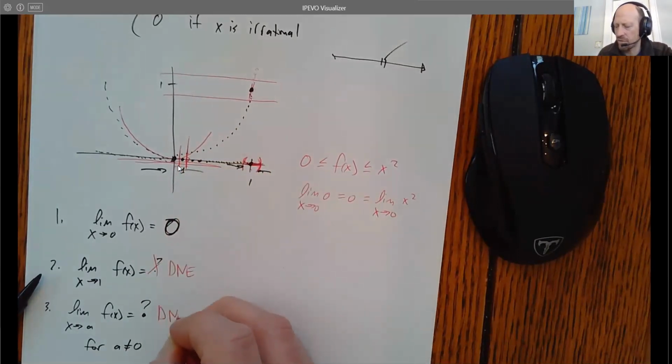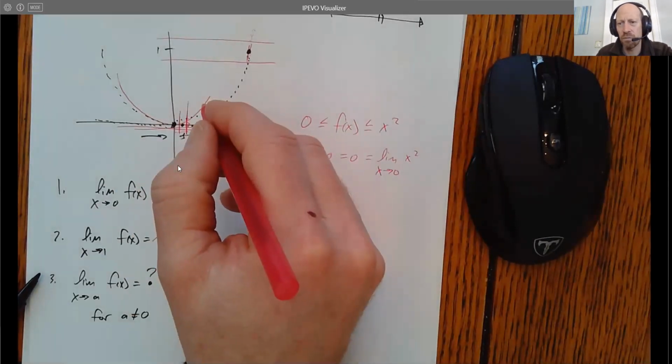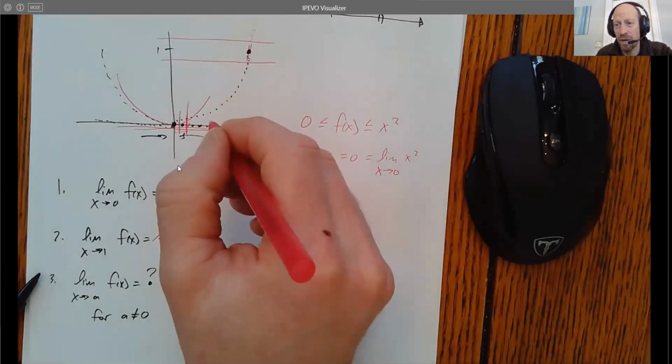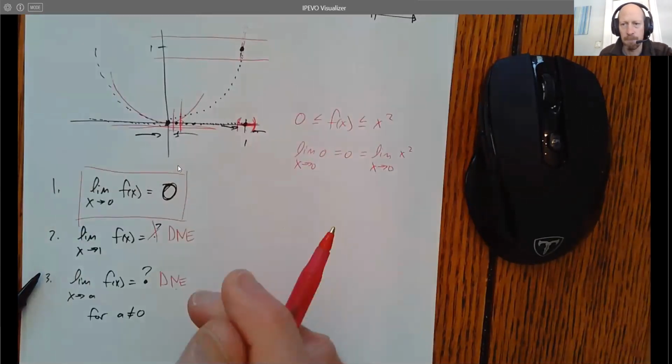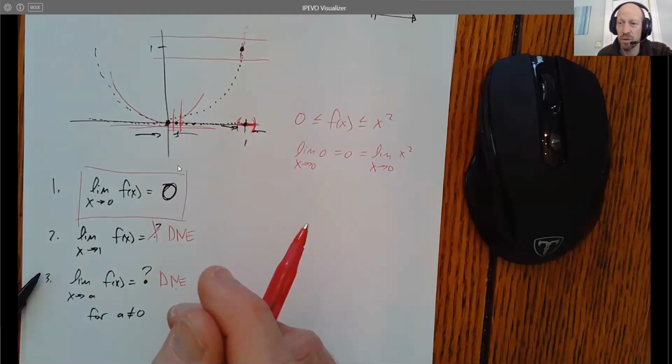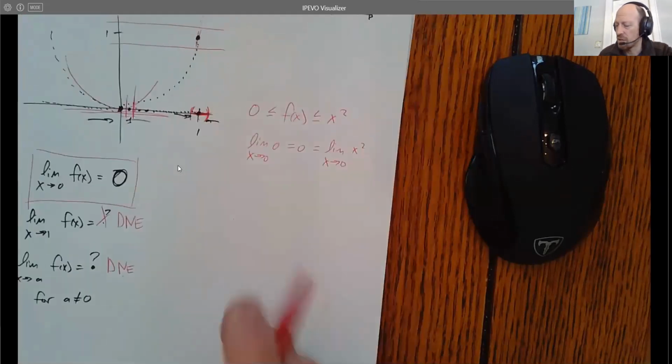So as long as you're not looking at 0, this limit does not exist. So this is a function where the limit doesn't exist anywhere except at one point. Okay. It's a little weird. It's not maybe how we think of limits, but that's what this function does.